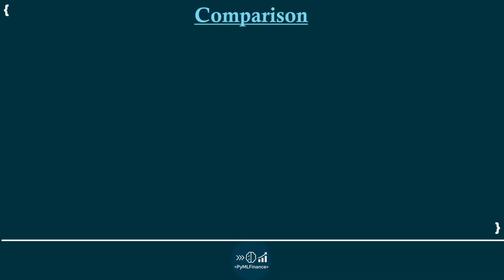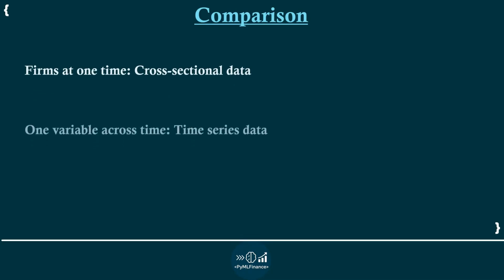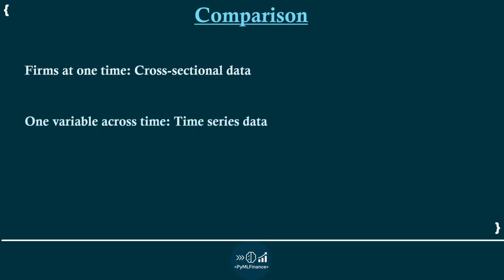Let's summarize all three types. Cross-sectional data compares many firms at one time. Time series data tracks one variable across time. Panel data combines both. Understanding this difference is very important in econometrics.